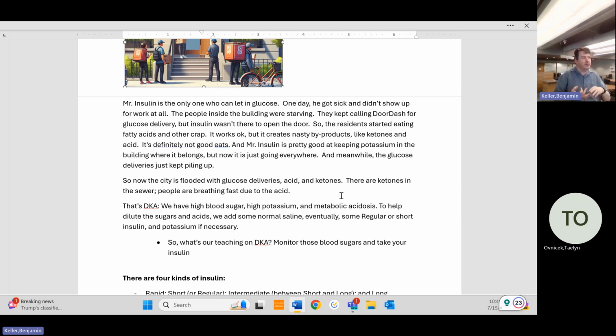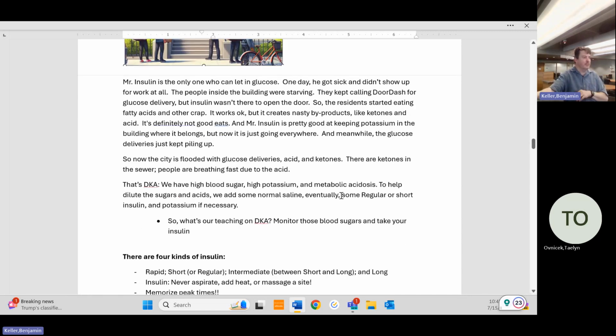So we have high blood sugar, high potassium, metabolic acidosis, and to help dilute the sugars and the acids, we add some normal saline. It's like we're rinsing the city out, rinsing out the bloodstream. We're helping to dilute everything. Eventually, we'll add some regular or short-acting insulin and potassium if necessary to get that sugar back into the cells and to help get the potassium back into the cells.